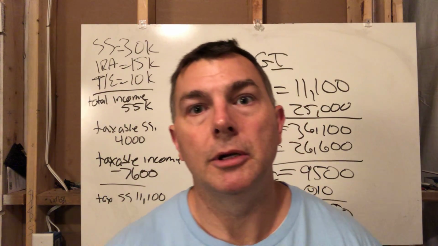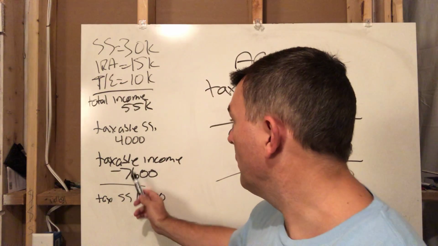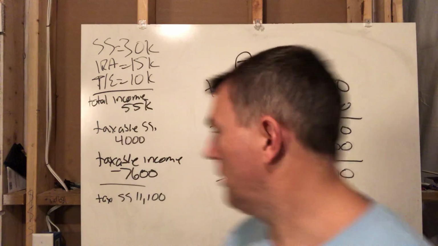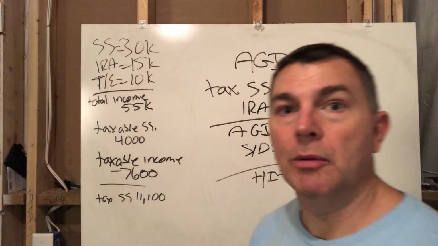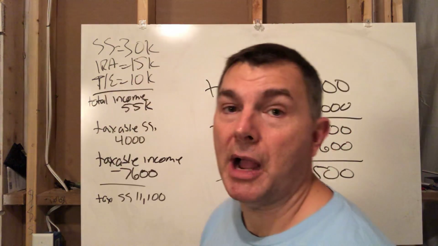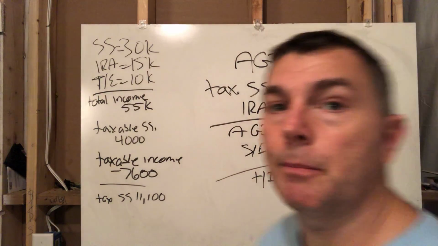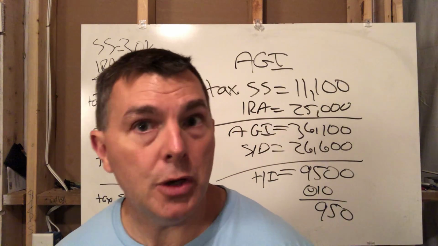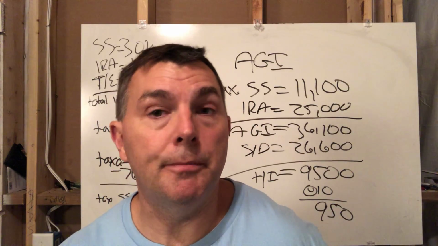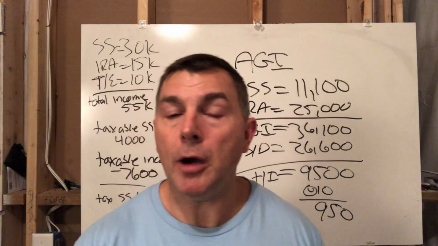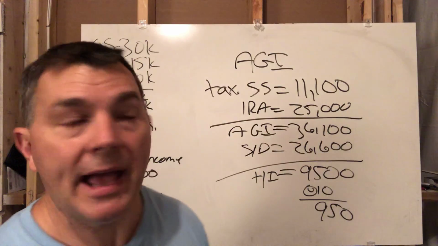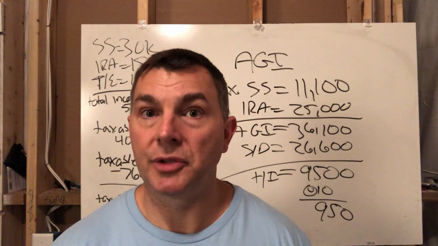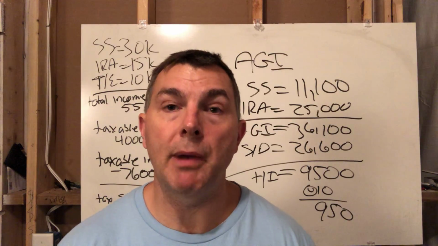But remember, before we had negative taxable income. Now we don't. Now we have positive taxable income, almost dollar for dollar for how much we took out of our IRA, which means we're going to pay $950 of taxes total. Again, that's not a huge amount, but it changes the complexity of the tax code remarkably for those in the lower tax brackets. And that, my friends, is how the taxation of Social Security can really come up and bite you in the butt.